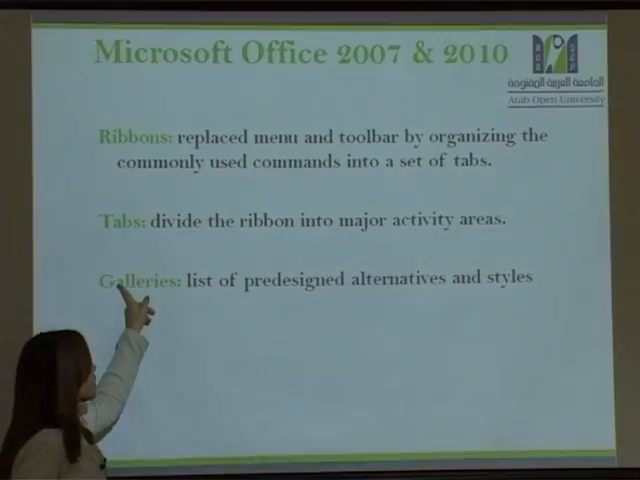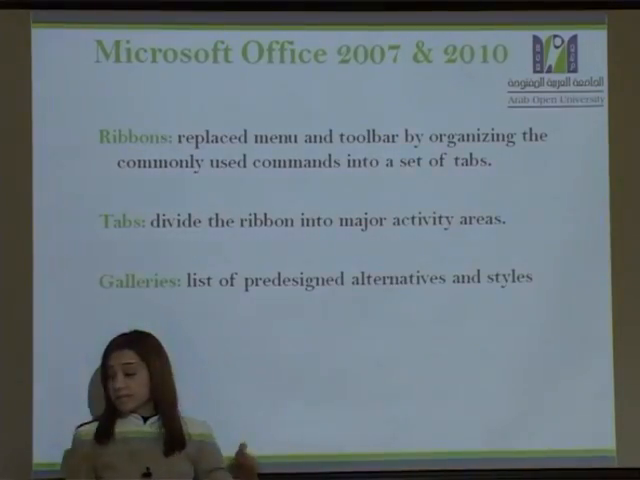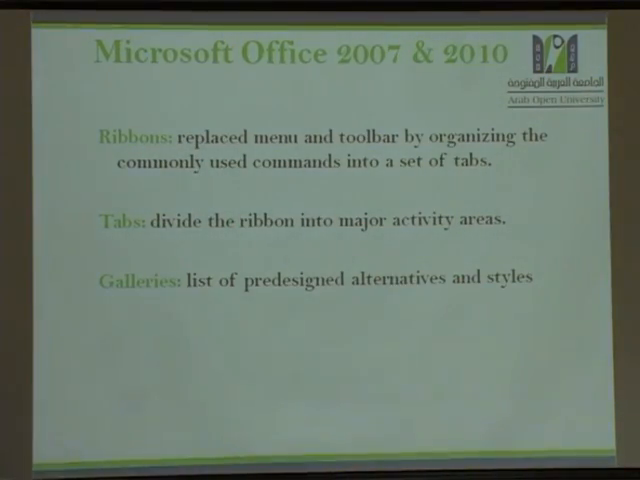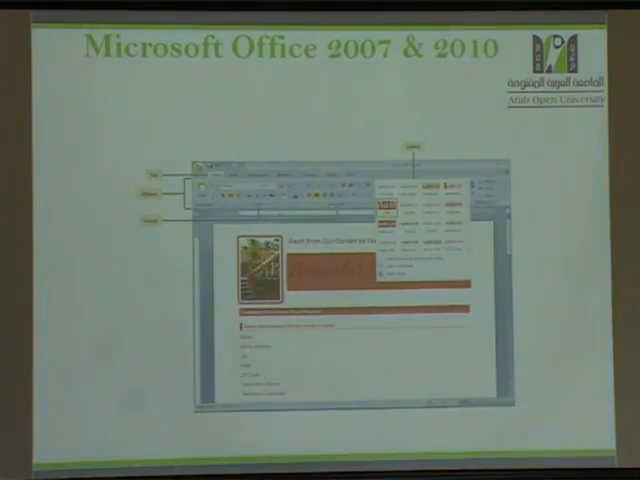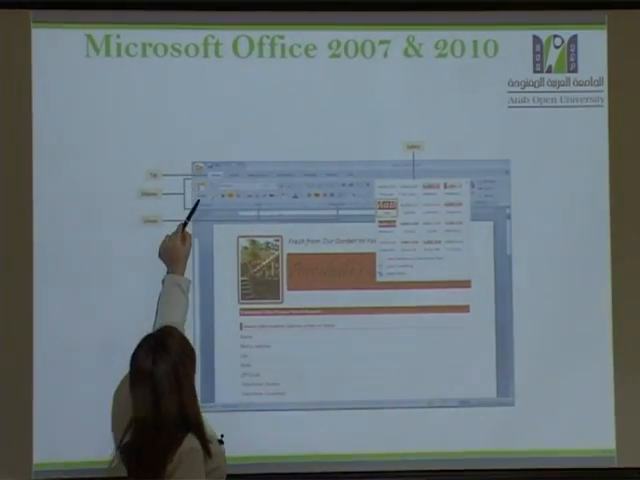And we may also have a concept of gallery. A gallery is a set of pre-designed styles and pre-designed samples. So you may select the sample or the design that you would like to apply on your document or on your file, and it will automatically be applied. So you don't have to make any effort to set a font style or a font color or a heading style and so on, or setting the margins, the spaces between lines, and the spaces between paragraphs. So this is the ribbon.